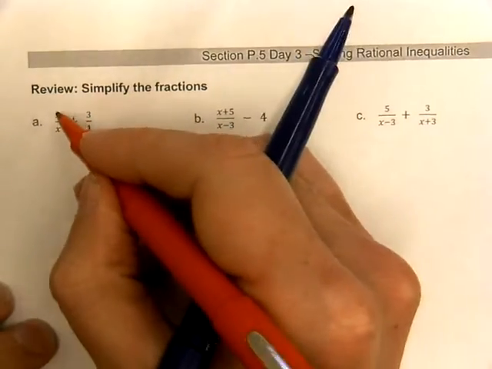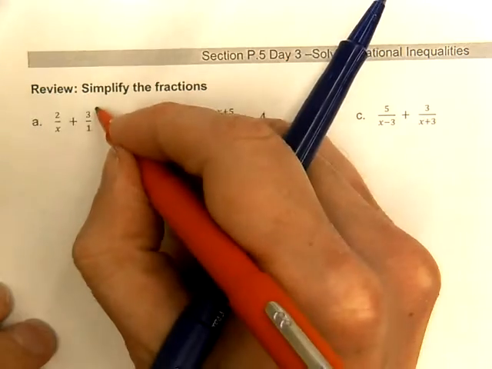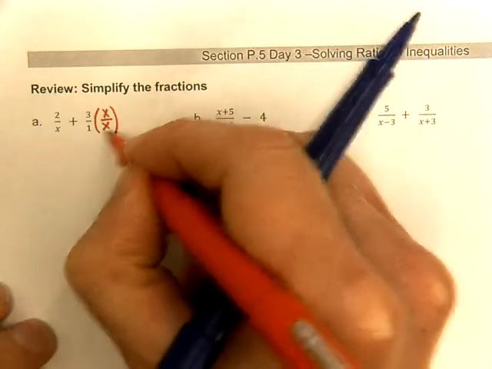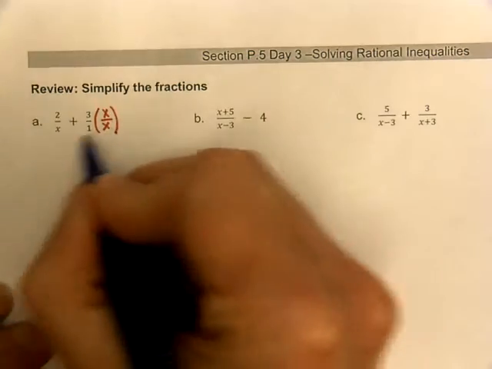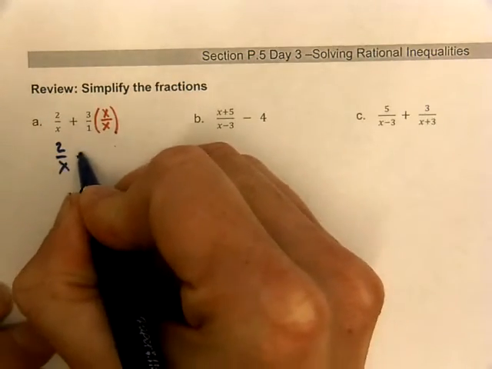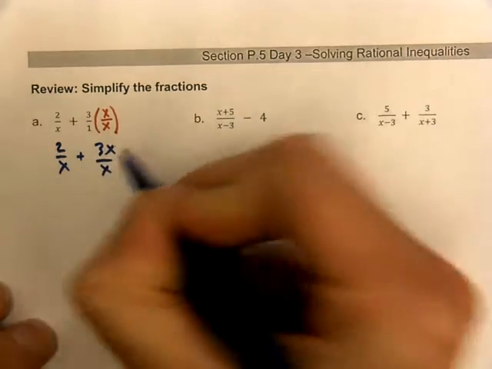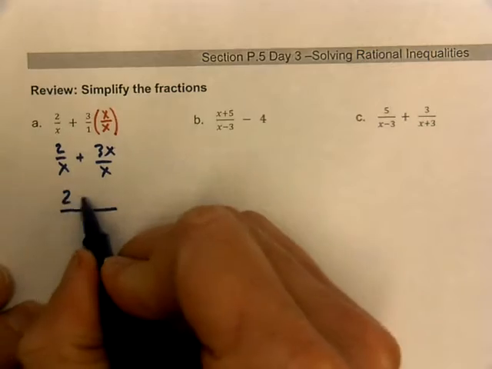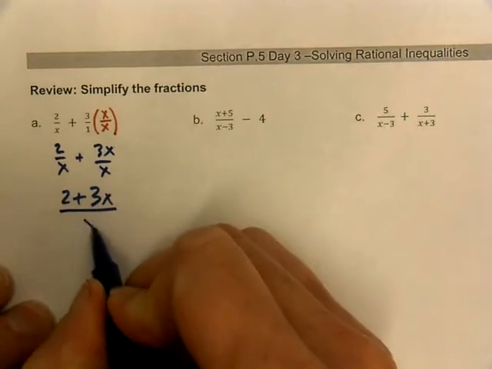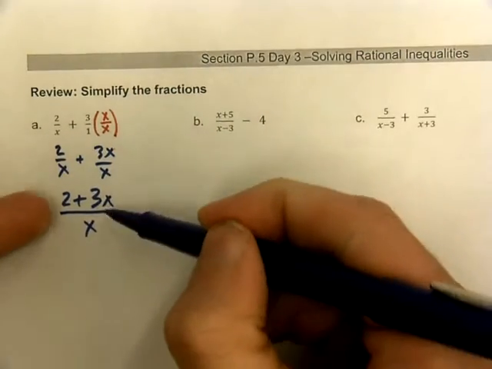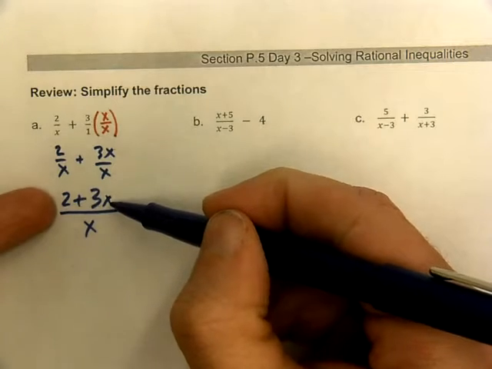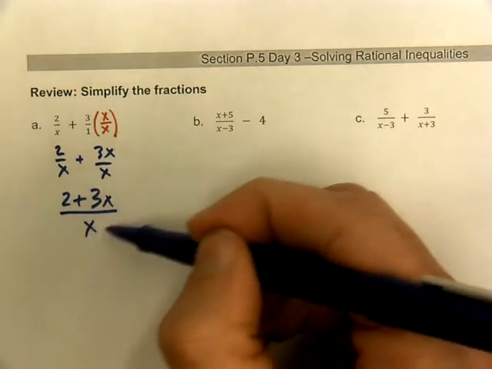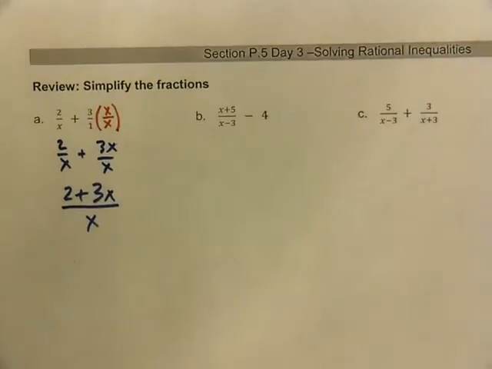So in part A, if I have 2 over x plus 3 over 1, well then we're going to multiply that 3 over 1 by x over x so we can create a common denominator of x. So that gives us 2 over x plus 3x over x. And now with a common denominator, we can combine the numerators over a common denominator. If they were like terms, we would combine them, but they're not like terms, so they just sit as is. Notice we have a single fraction. So that's a rational function.